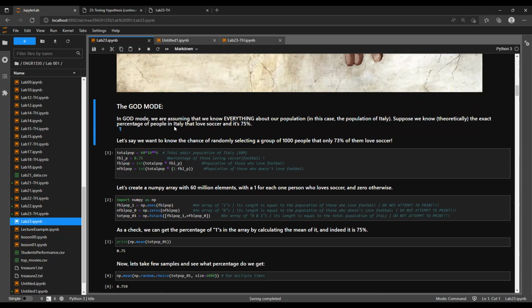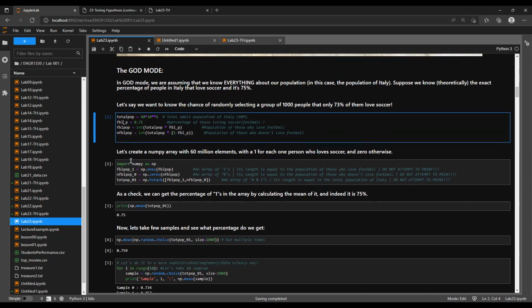Of the people in Italy, which is, we'll say, 60 million, we know 75% of them love soccer. So what's the likelihood that I randomly select 1,000 and only 73% of those people love soccer? That's not the actual percentage of the entire population. So we've got the total population. We've got the ratio of those people who love soccer. And here, I'm sorry, if I said population, I meant to say the percentage.